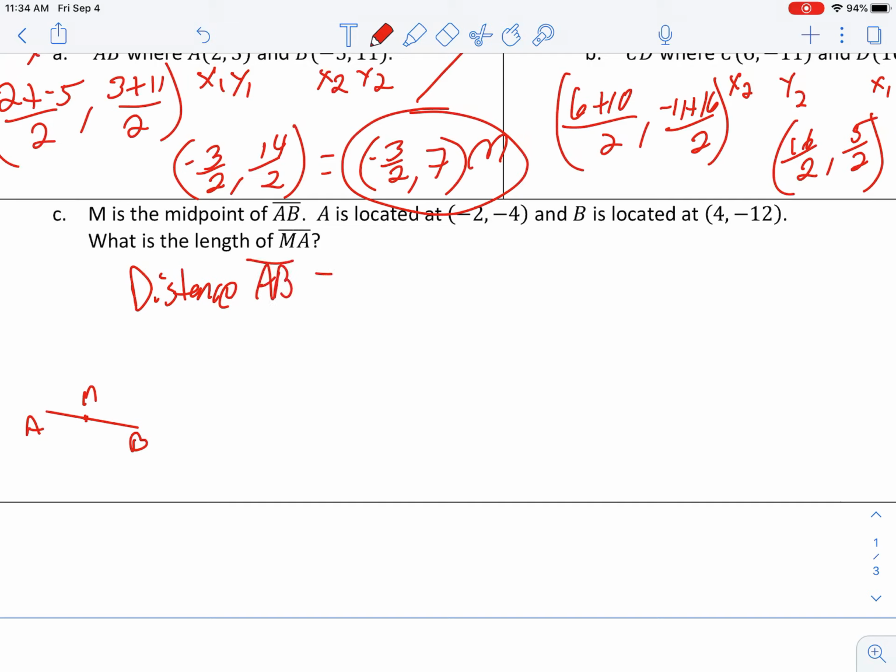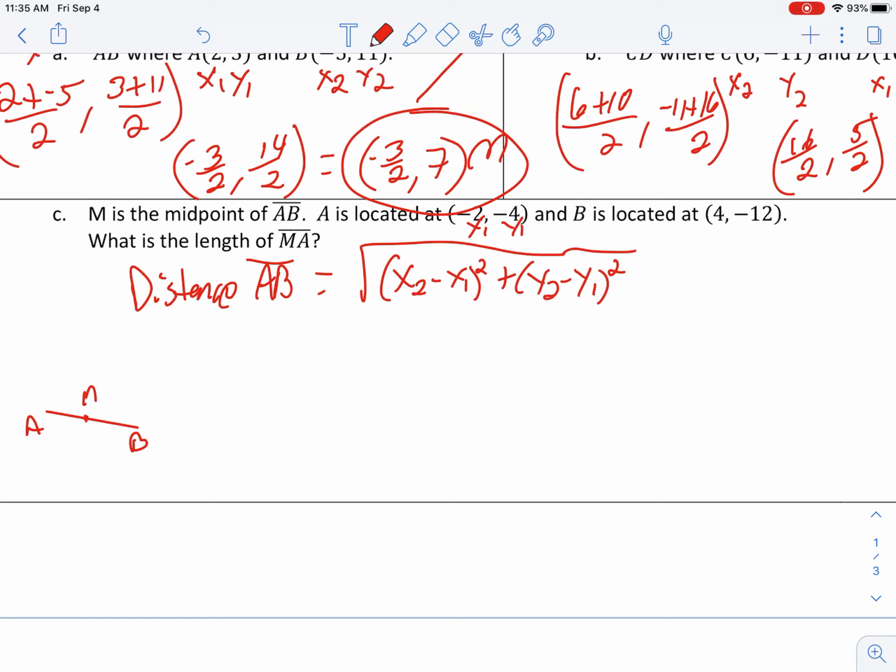for segment AB, and whatever I find for that length, let's say the length turned out to be, say, 10. Well, what's half of 10? Therefore, I'm going to have the length of then MA. So that way, I don't even have to worry about using the midpoint formula in this problem. So distance of A to B, I'm going to use my distance formula. x2 minus x1 squared, and y2 minus y1 squared. Okay, that's our distance formula back from lesson 3.